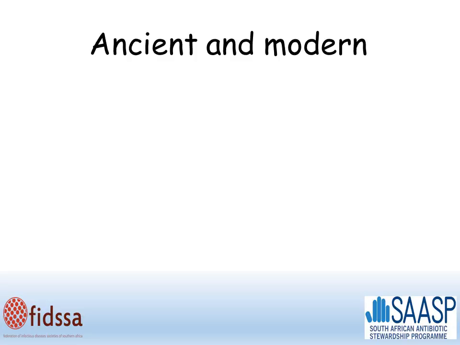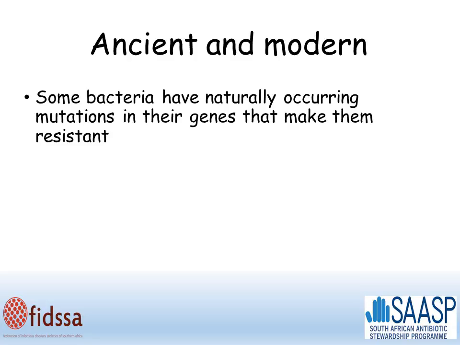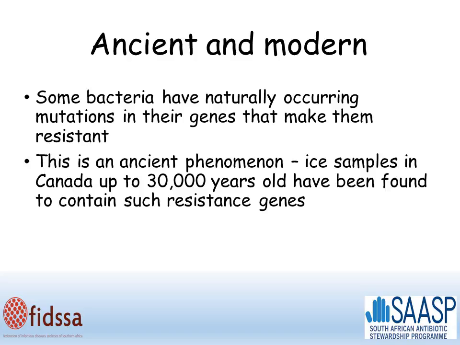Antibiotic resistance is not a modern phenomenon. In fact, some bacteria have naturally occurring mutations in their genes which make them resistant to antibiotics. We call this intrinsic resistance. And if you look back to ice samples found in Canada from 30,000 years ago, you can find resistant genes that would lead these microbes to be resistant to modern antibiotics.